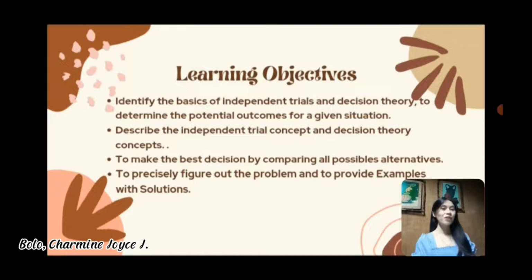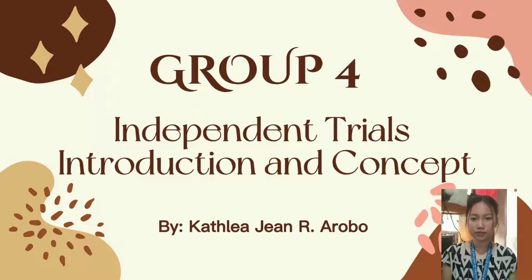Dimicelio. And for our learning objectives, we have first, identify the basics of independent trials and decision theory to determine the potential outcomes for a given situation. The second one, describe the independent trial concept and decision theory concepts. And of course, the third one is to make the best decision by comparing all the possible alternatives. And the last one is to precisely figure out the problem and to provide examples with solution.